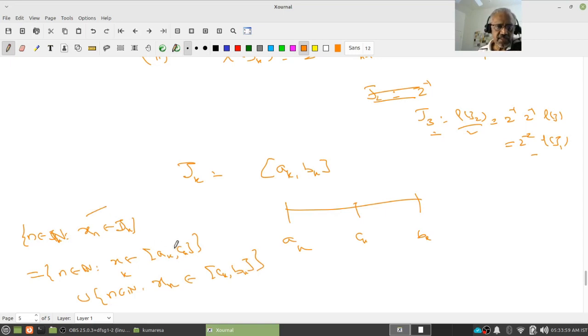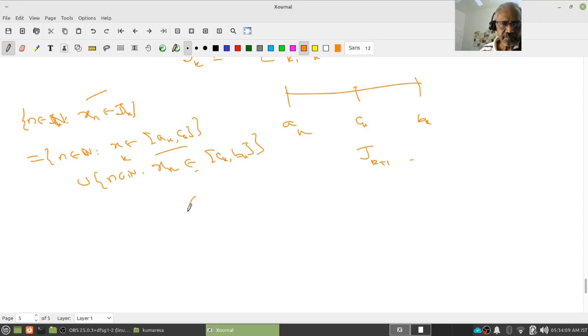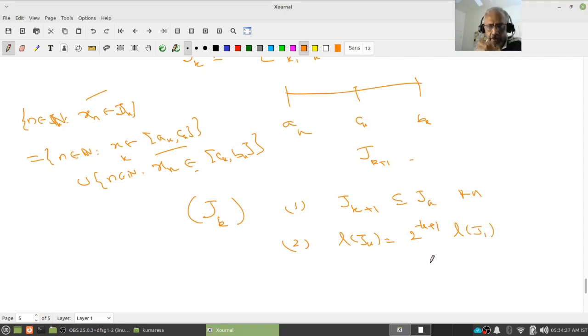And this is an infinite set, therefore one of them is infinite, therefore call whichever set, if both of them, choose one, Jk+1 is found. Okay, so by induction I have a sequence Jk, so that what happens: 1, Jk+1 is contained in Jk for all k, and 2, length of Jk is 2 to the power minus (k+1) times length of J1. Okay, and 3, the set of indices n so that xn belong to Jk is infinite.